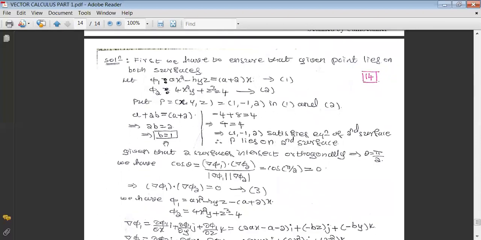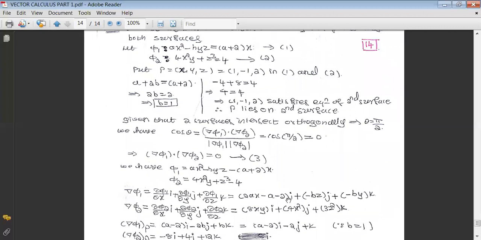Now we know one thing, that is b. Now we have to find another value, that is a. And in order to find the value of a, we have to use one more piece of information, that the given two surfaces intersect orthogonally. That means theta equals pi by 2. Now we have an expression for the angle between two surfaces as cos theta equals del pi 1 dot del pi 2 divided by the magnitude of del pi 1 into the magnitude of del pi 2, and that equals cos pi by 2, that is 0. If you cross multiply, this leads to the dot product of del pi 1 and del pi 2 equals 0. Now let us refer to it as equation 3.